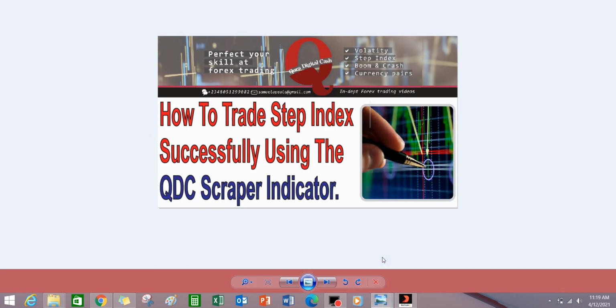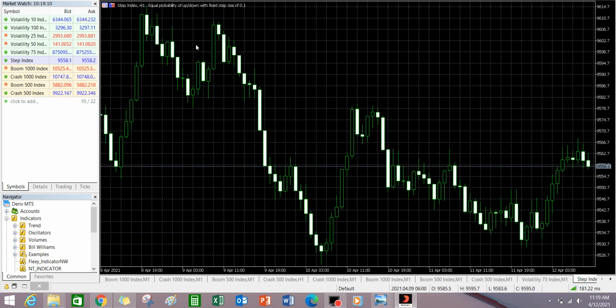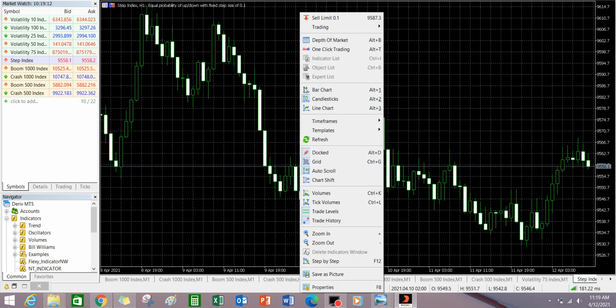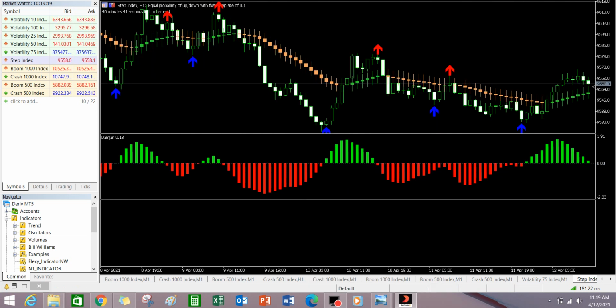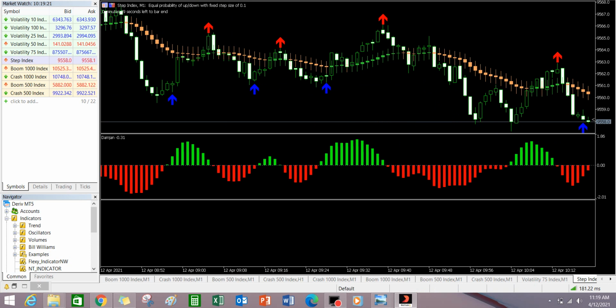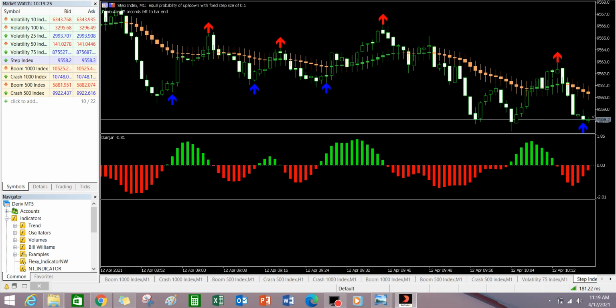So let's go back to today's video, how to trade step index successfully using the QDC scraper indicator. So the first thing we need to do is to launch our step index platform, which is this. Then we set up our indicator on it. So I'm going to add it to it. Okay, this is it. Then I'll take it down to 1 minute so that we get to see the way it works very well.